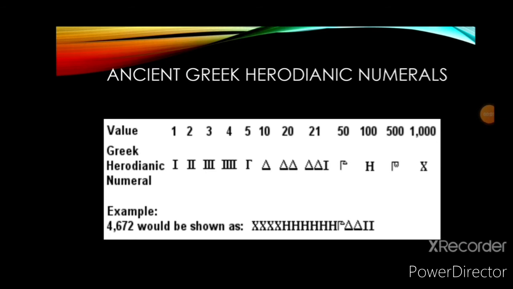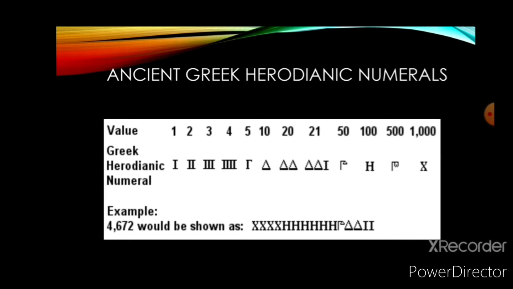Here is a picture displaying Greek Herodianic numerals with their respective values. These numerals are somewhat similar to the Egyptians', but with the addition of symbols for 5, 50 and 500. Also, in this system, there is no concept of place value, like the Egyptians.